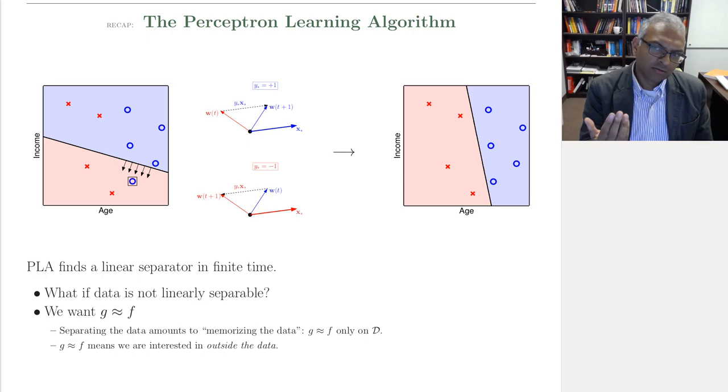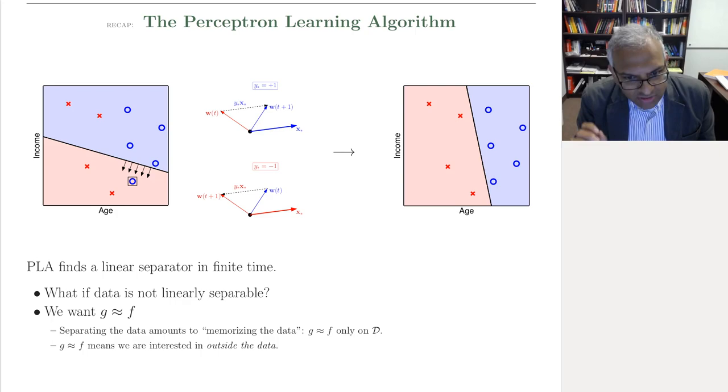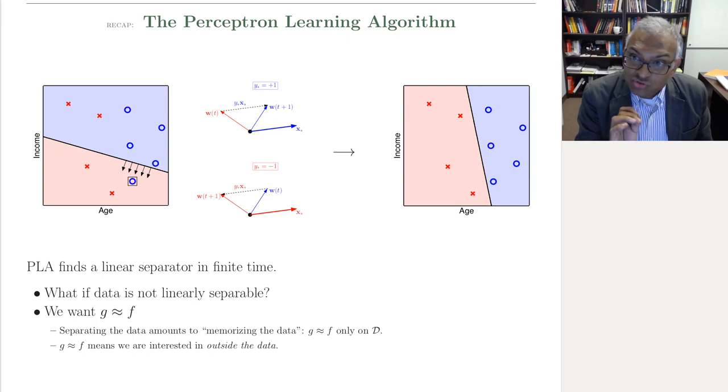We showed that, at least computationally, when the data is separable, we can find a good separator. But that doesn't mean the separator we find approximates F. It approximates F on the data set. So today, we're specifically going to address this issue of what happens outside the data set.